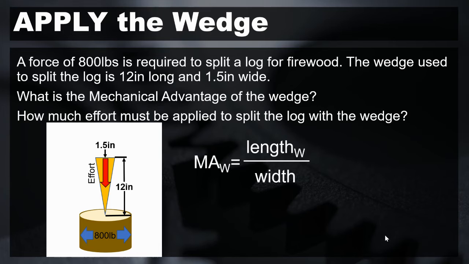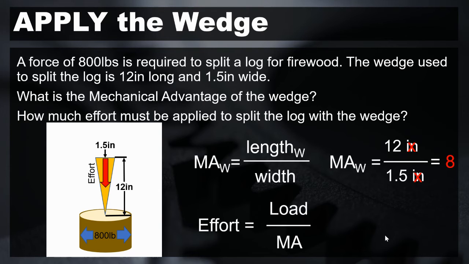We're going to apply our mechanical advantage for the wedge equation, and we're going to apply our variables to solve for this equation. In this case, the mechanical advantage for the wedge is the length of the wedge, which is 12 inches, divided by the width of the wedge, which is 1.5 inches. Inches divided by inches cancel out, and we're left with a mechanical advantage of 8.